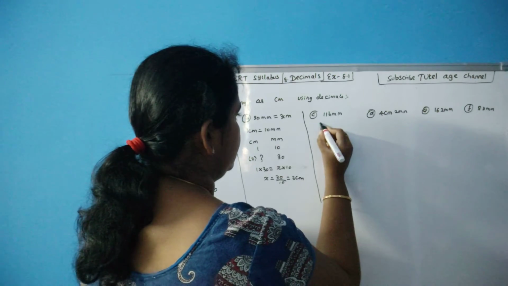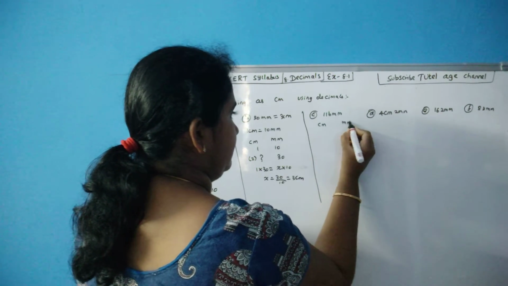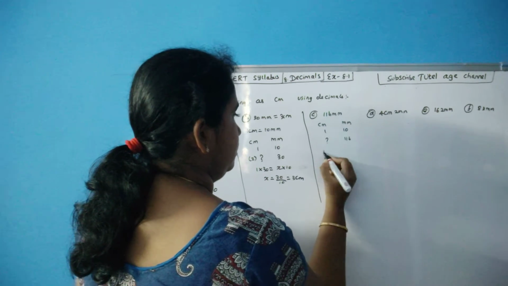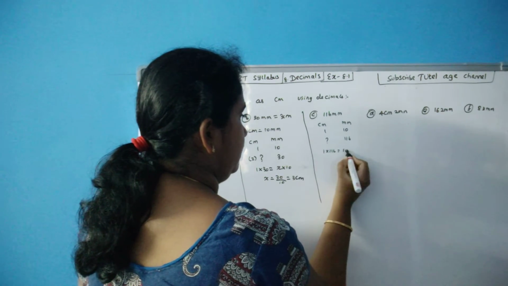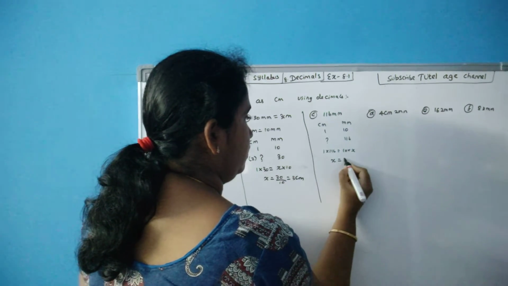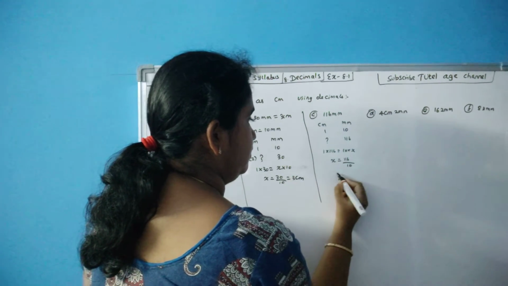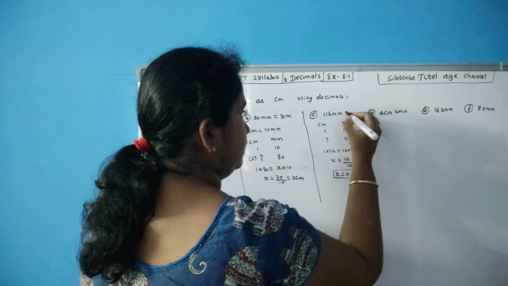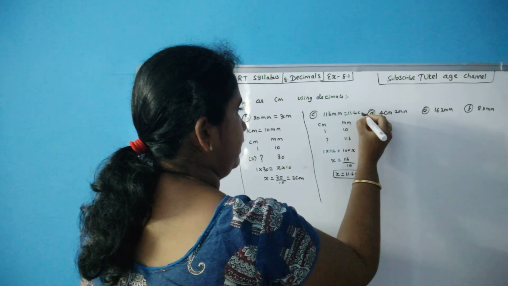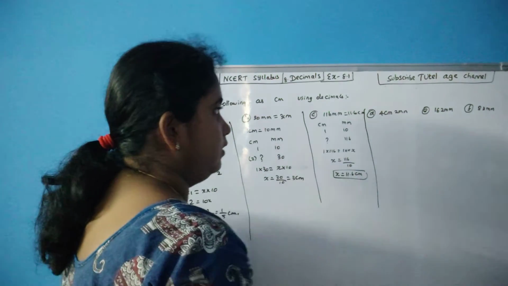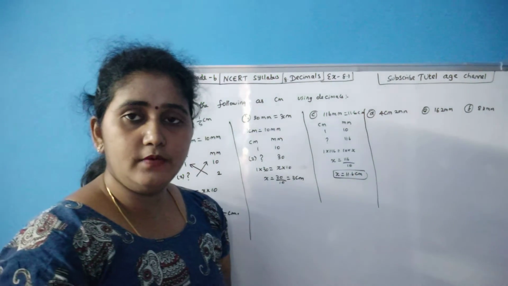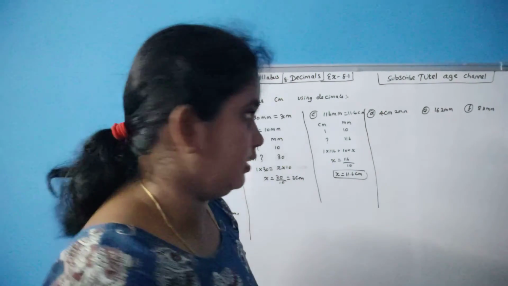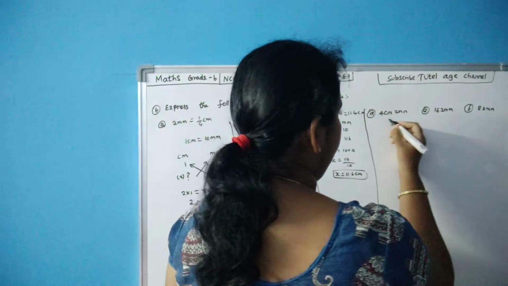116 millimeter. So again I am taking centimeter, millimeter. 1 centimeter equal to 10 millimeter. So 116 is how much? 1 into 116 equal to 10 into x. So x equal to 116 divided by 10. So that is nothing but 11.6 centimeter. Okay. You can use the other methods also which are available, but I am using this method because it is clear and convenient.